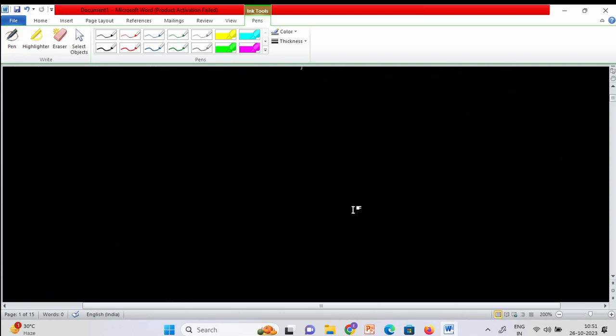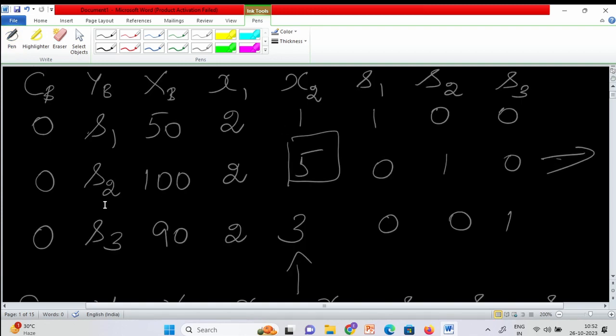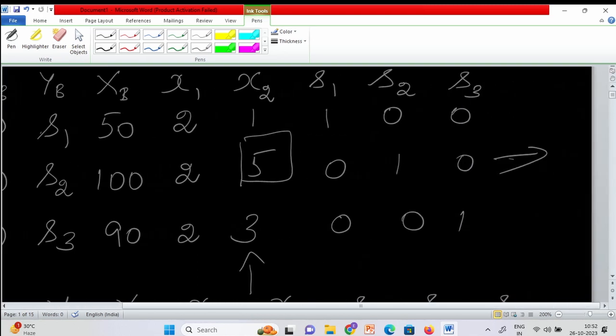Now we are going to draw another table. CB, YB, XB, X1, X2, S1, S2, S3. Here S2 will be the leaving variable. So S2 will leave the basis and X2 will enter the basis.